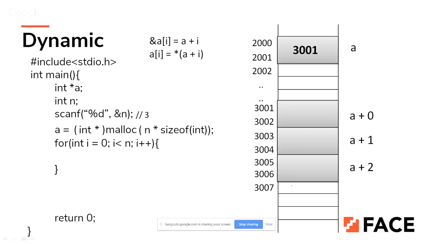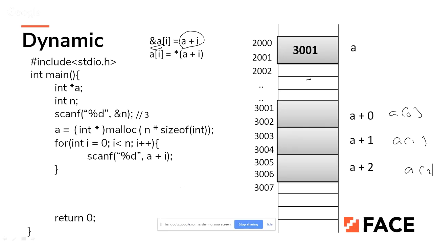Now, if you want to get the input values from the user, I have to go for a loop: int i equal to 0, i less than 3, i plus plus, using the scanf function. In static memory allocation, I have given ampersand a of i. When I go for dynamic memory allocation, I will be giving a plus i. Now let me explain how the values will be stored. This is a of 0, this is a of 1, and this is a of 2.